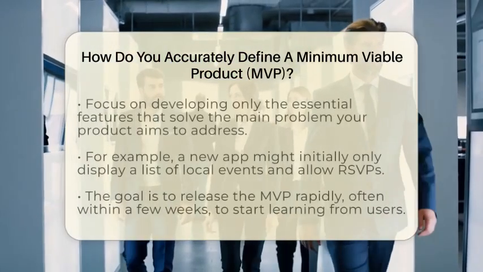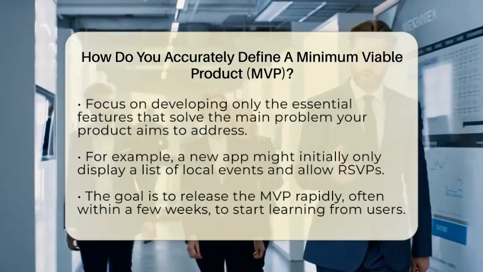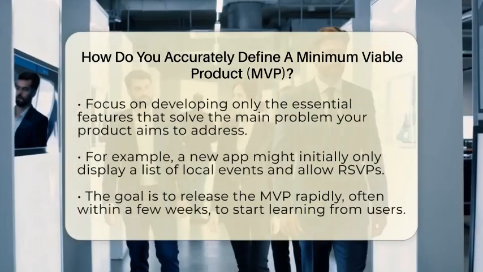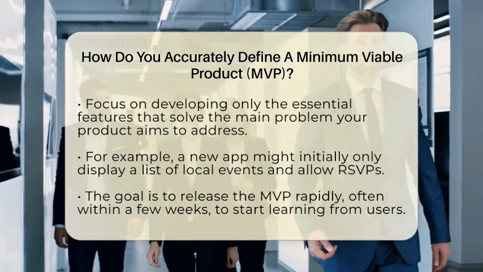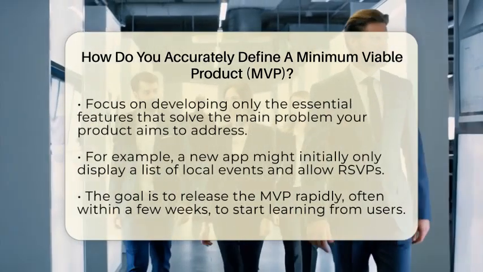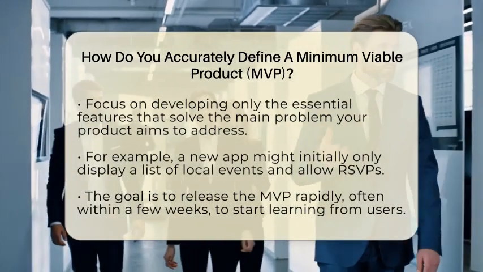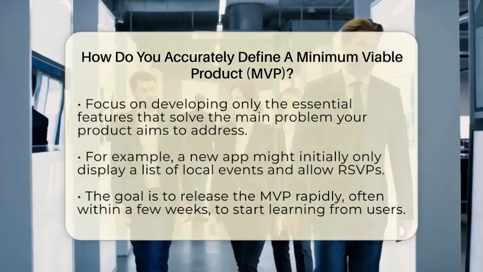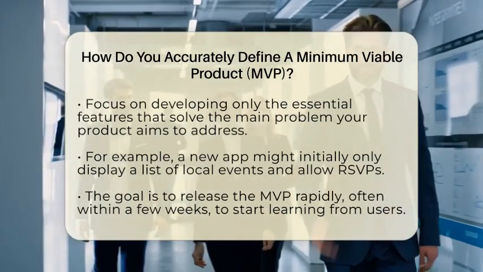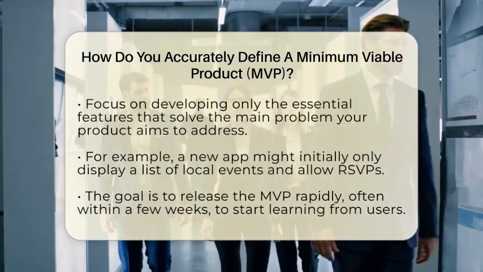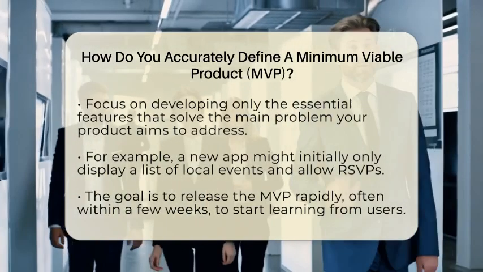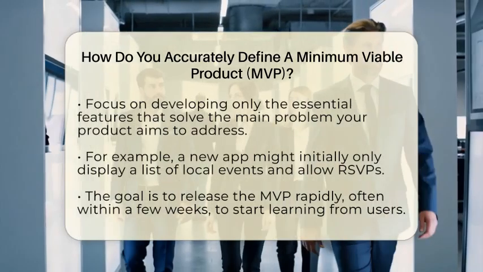From a planning point of view, an MVP focuses on the core features that solve the main problem your product addresses. For example, if you are creating a new app to find local events, your MVP might just let users see a list of events and RSVP. It doesn't need to have fancy filters or social sharing at first. The idea is to release this basic version quickly, maybe within a few weeks, so you can start learning.